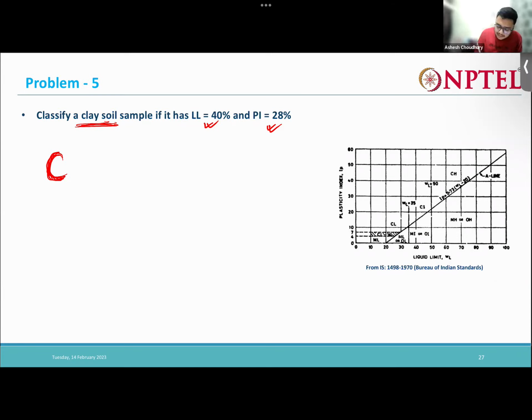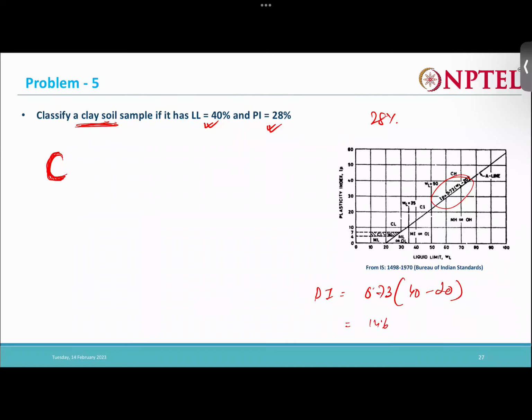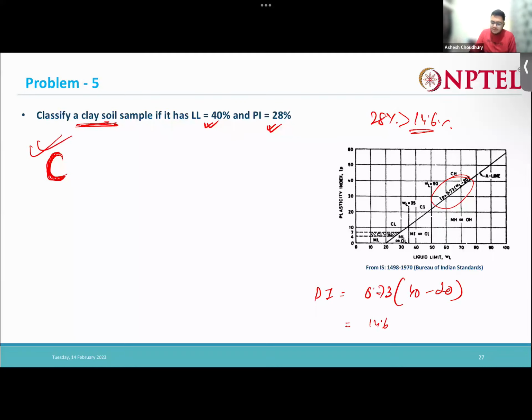Also, you can check that the plasticity index is 28%, right? Now, from the A line equation, if we find the plasticity index, it will be 0.73 times (40 minus 20), which is 14.6. This is greater than 14.6, so it is definitely clay. Now give me the suffix: CL, CI, or CH.